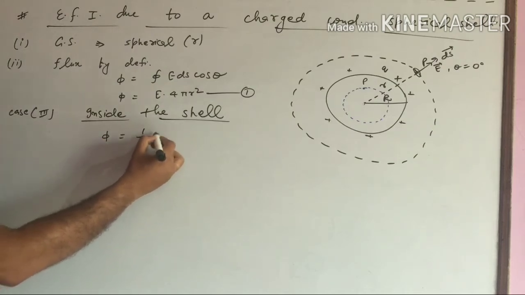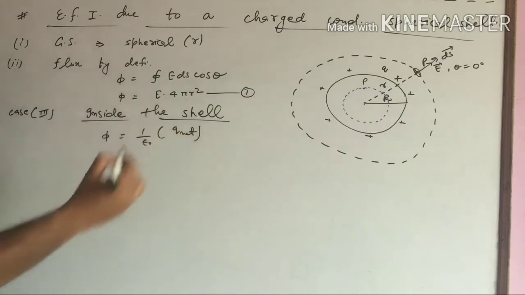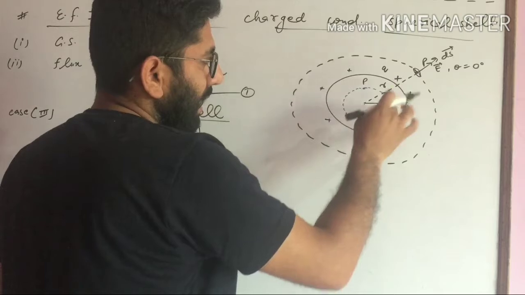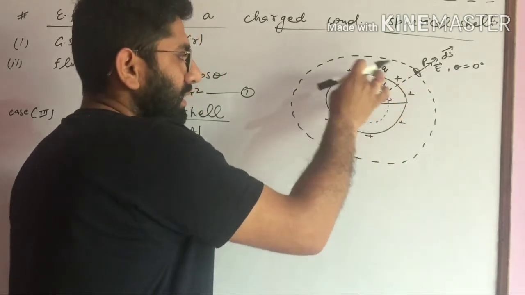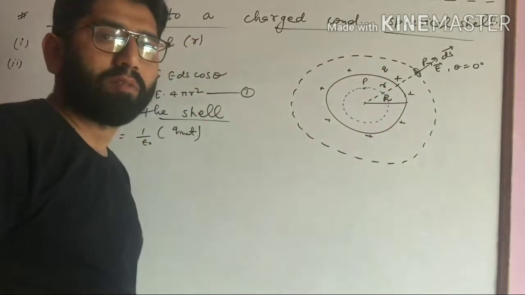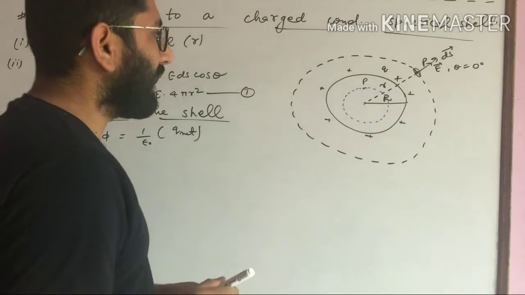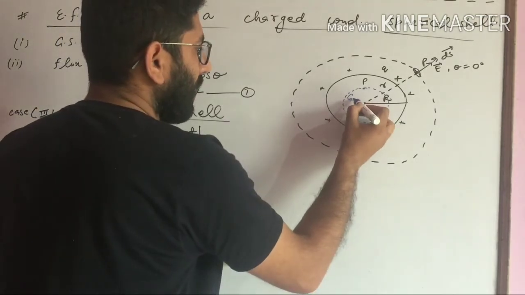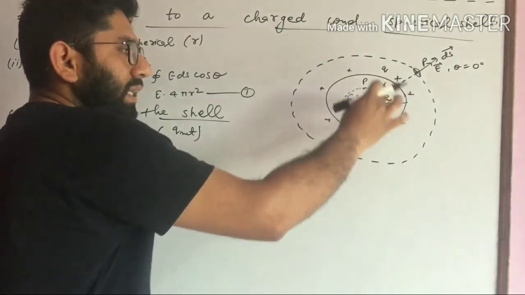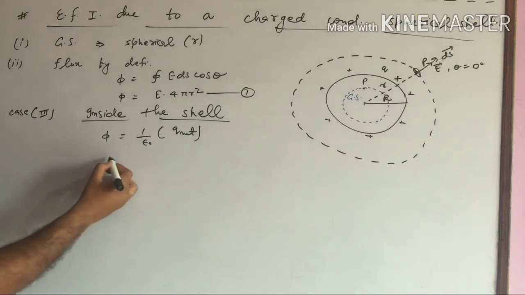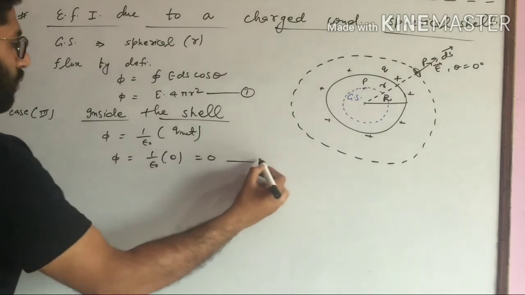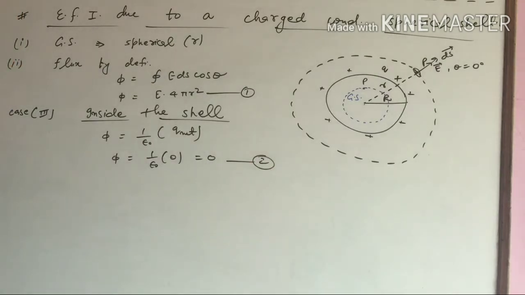Gauss law states flux is 1 upon epsilon naught times net charge enclosed. As you can see in this case, the whole charge is lying outside the Gaussian surface. See, this is the given spherical shell and this is the Gaussian surface which is passing through the point where we have to find out the electric field. So this whole charge is lying outside the Gaussian surface. That means the charge enclosed inside the surface will be 0, and hence the flux passing through the Gaussian surface will also be 0. So this is equation number 2.